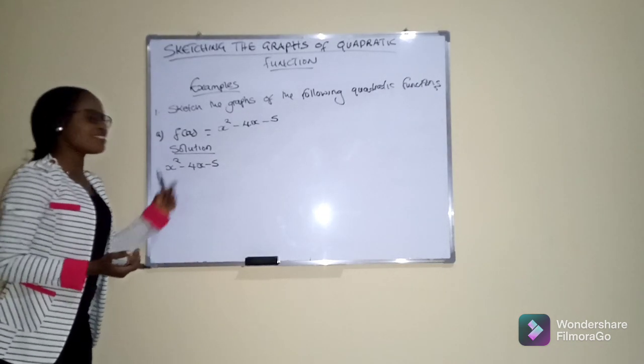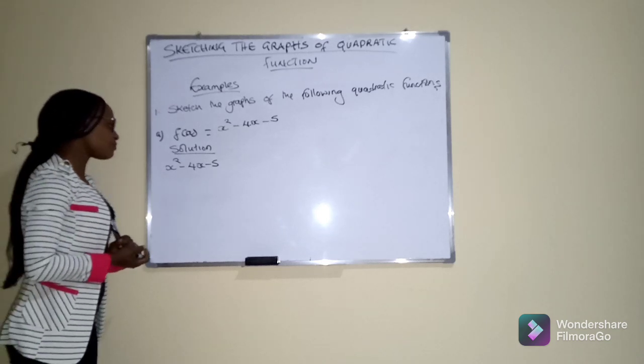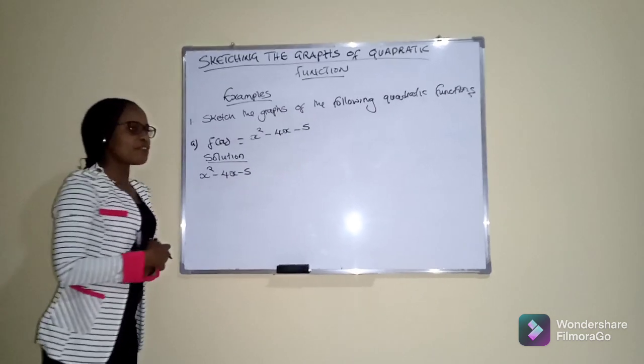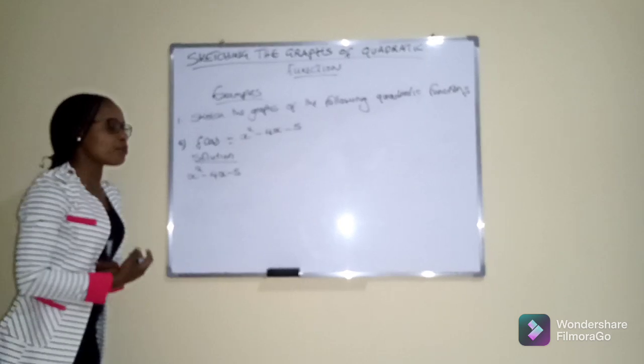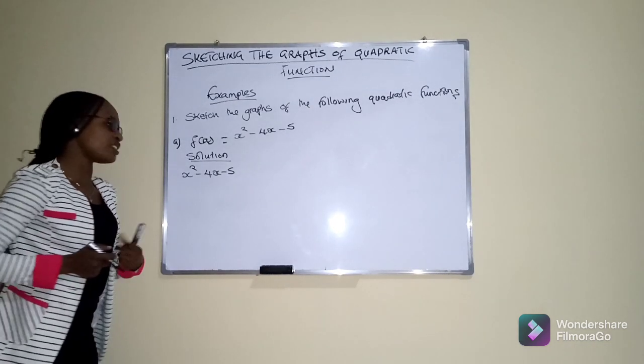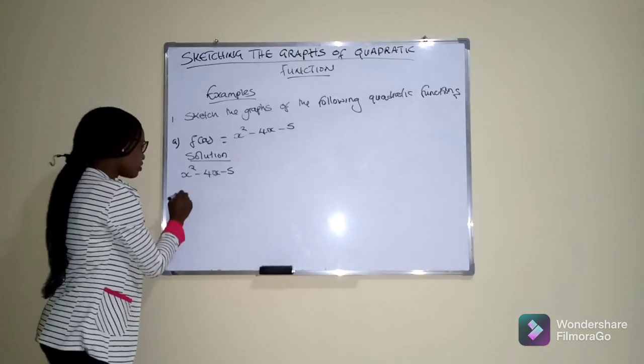So from here, this is a quadratic function. What we'll look at is also finding the values of x in this way. This is a quadratic function. We can use completing the square, the formula method, or the factorization method. So in this case, let us consider the factorization method.